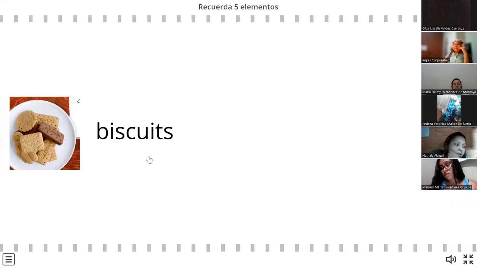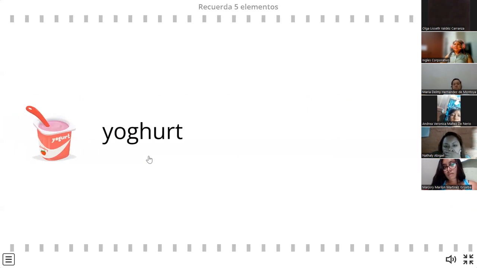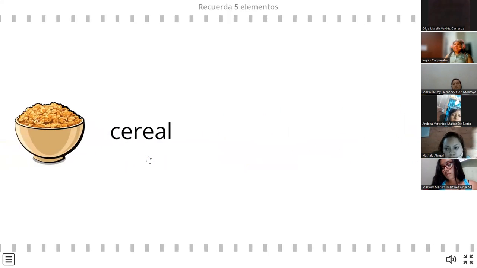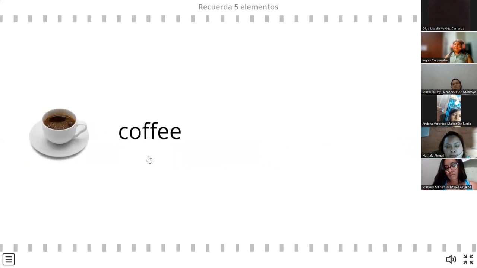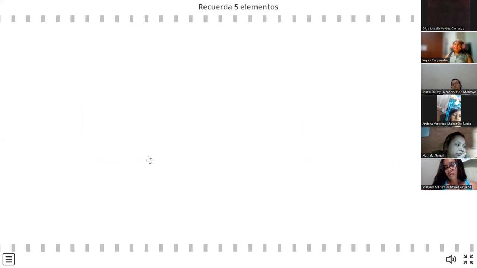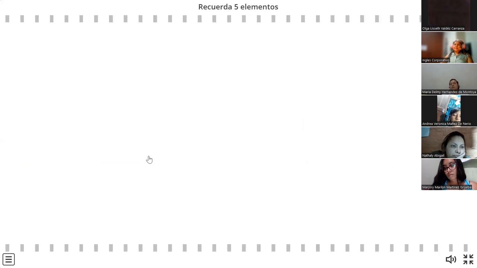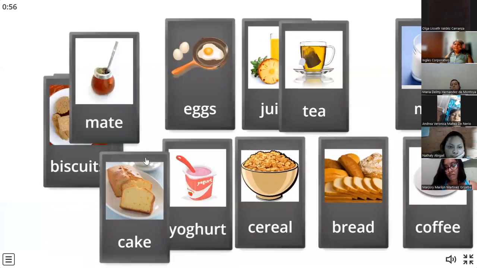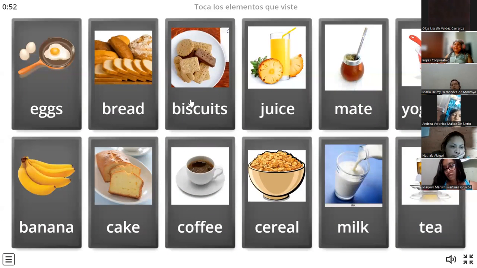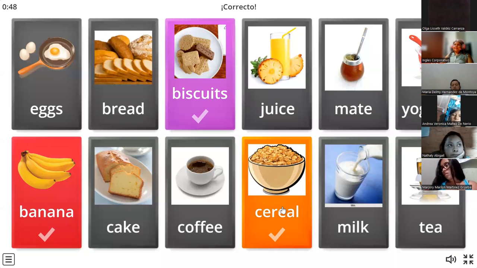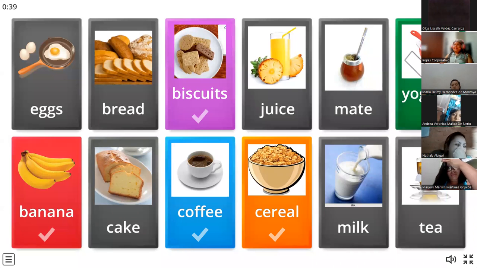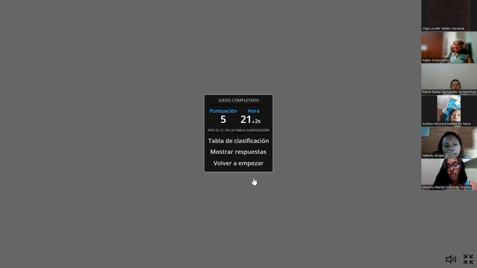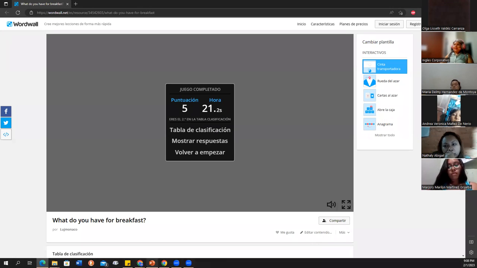Vamos a hacerlo por última vez. Biscuits. Sugar. Cereal. Banana. Coffee. Biscuit. Yogur. Banana. Cereal. Coffee. Yogur. And? Okay. Was good. Good memory. Okay.